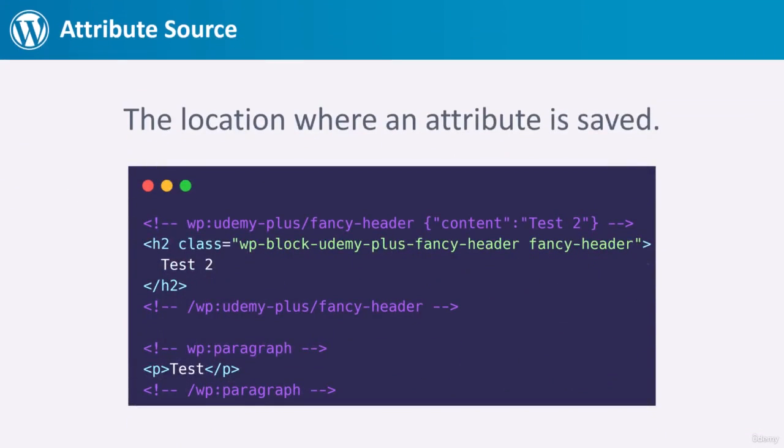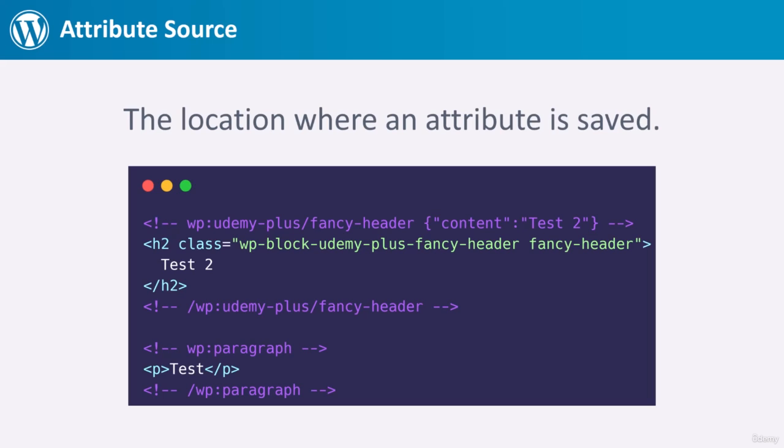Attributes support sources. A source refers to the location of where an attribute is saved. Take a look at the following snippet. I've copied the fancy header and paragraph blocks from the page. If you were to copy the fancy header block, you would find the style attribute. For this example, I removed the style attribute to reduce clutter in the example. In a sense, both blocks are similar. They are a basic element with inner content. The biggest difference between them is how an attribute is stored.